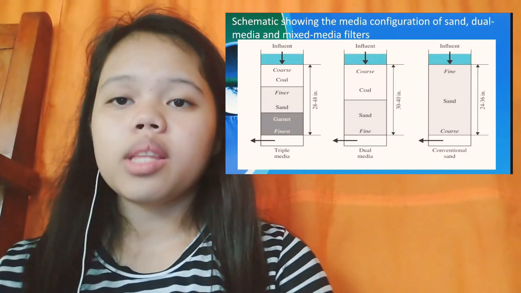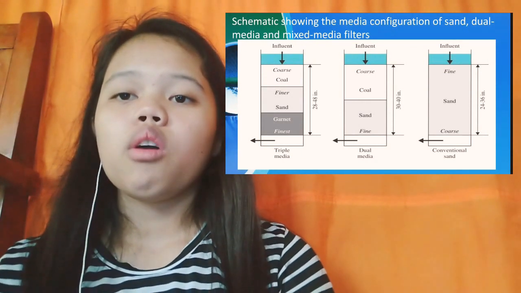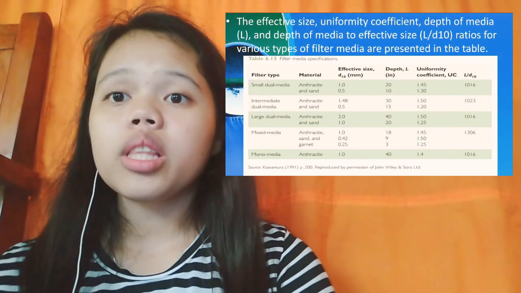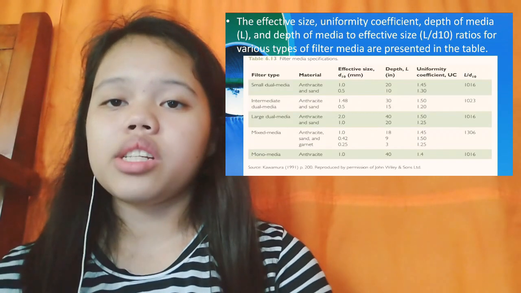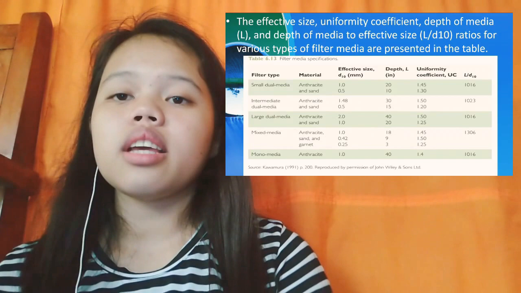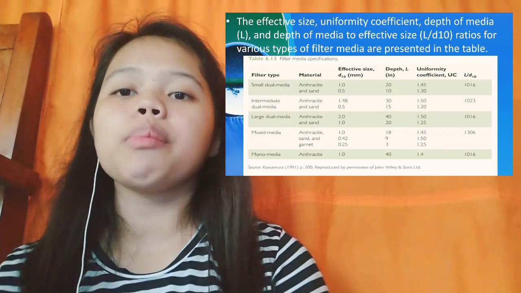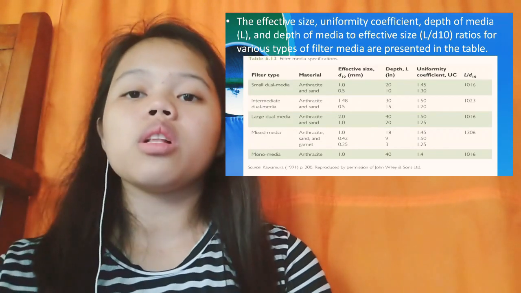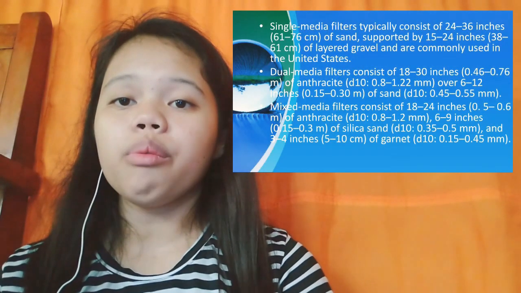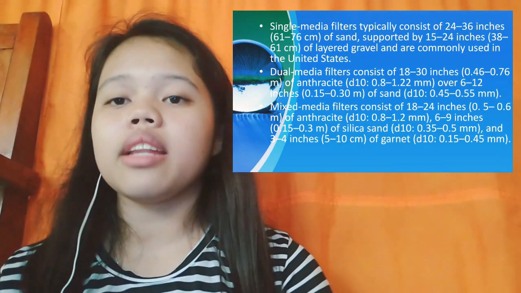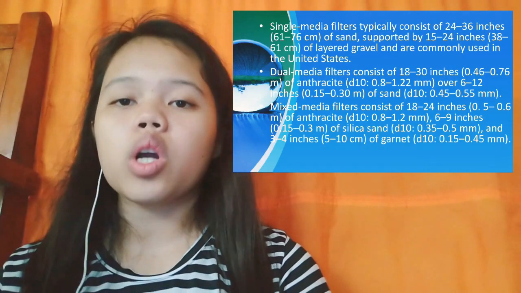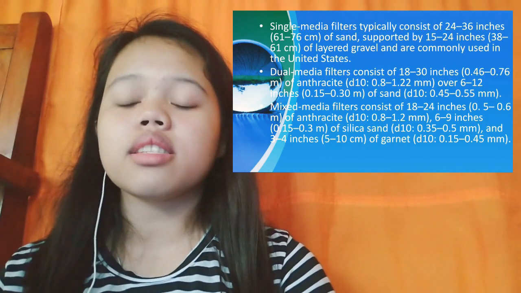Schematic showing the media configuration of sand, dual media, and mixed media filters. The effective size, uniformity coefficient, depth of media, and depth of media to effective size ratios for various types of filter media are presented in the table. Single media filters typically consist of 24 to 36 inches of sand supported by 15 to 24 inches of layered gravel and are commonly used in the United States.